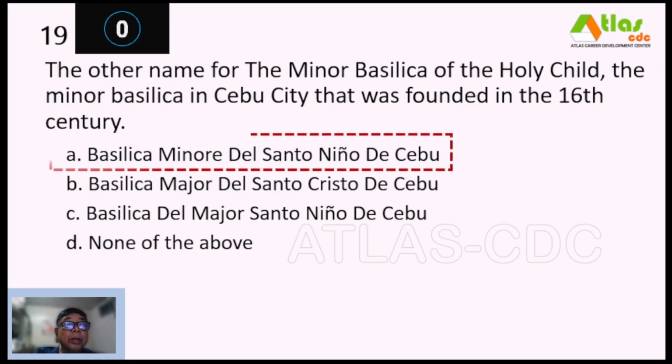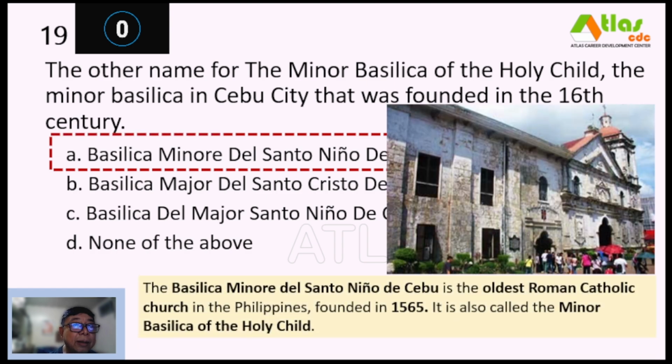And our correct answer is letter A. Basilica Menore del Santo Niño de Cebu is the oldest Roman Catholic church in the Philippines, founded in 1565. It is also called the Minor Basilica of the Holy Child. So magkaiba yung ibig sabihin ng oldest stone church. Ito ay oldest Roman Catholic church.